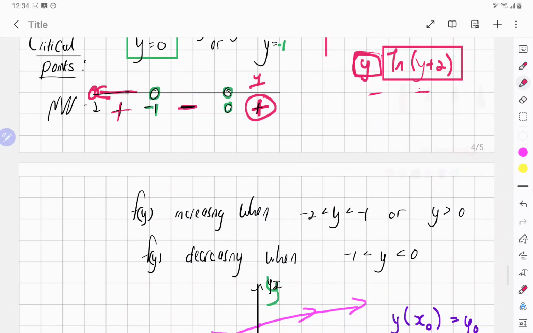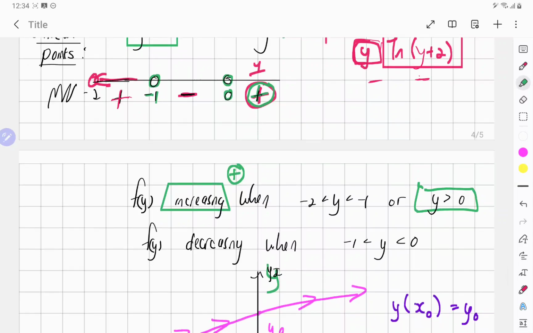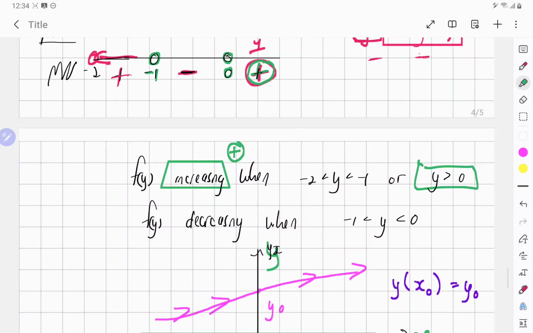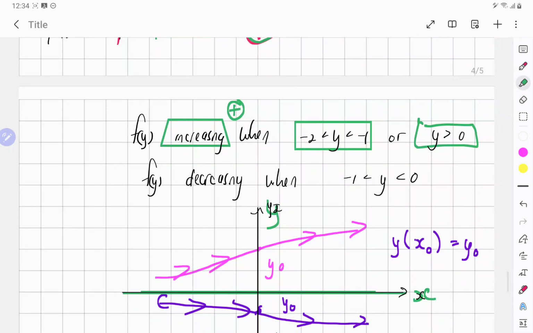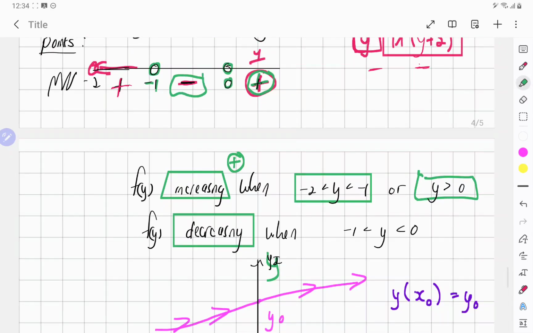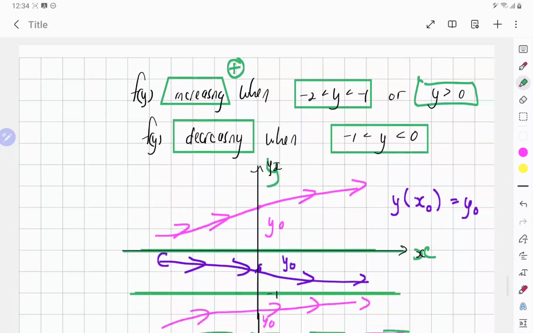Now remember, for increasing, we're looking at the positives. Where do I have a positive? I have a positive greater than 0 and not equal to 0, and I have a positive between -2 and -1, and then decreasing is the negative, so I have between -1 and 0.